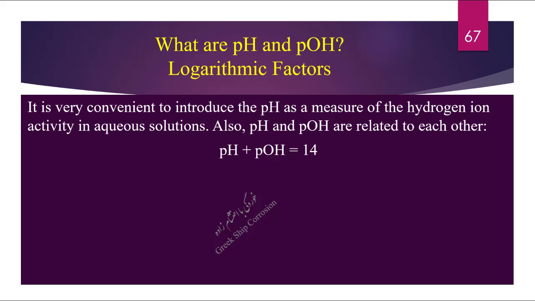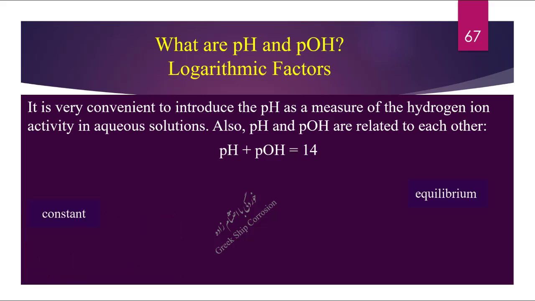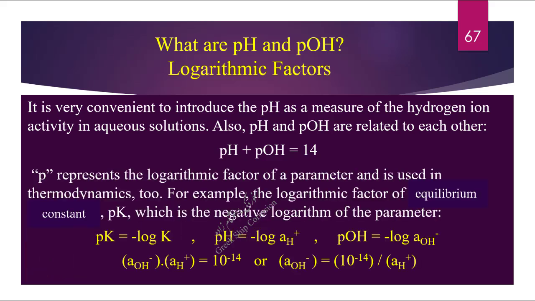What are pH and pOH? Logarithmic factors. It's very convenient to introduce the pH as a measure of the hydrogen ion activity in aqueous solutions. Also, pH and pOH are related to each other. pH plus pOH equals 14. P represents the logarithmic factor of a parameter and is used in thermodynamics too. For example, the logarithmic factor of equilibrium constant is pK, which is the negative logarithm of the parameter. pK equals minus logarithm of K.